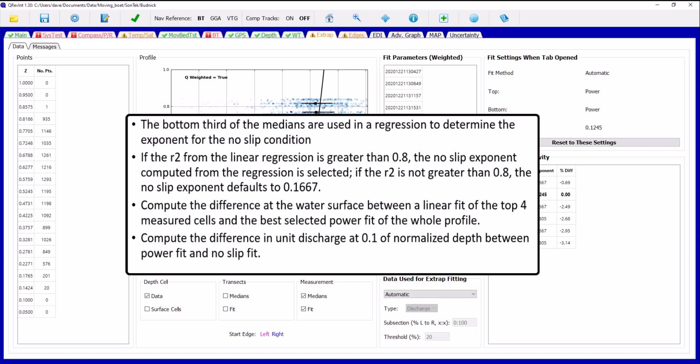Next, the algorithm computes the difference at the water surface between a linear fit of the top 4 measured cells and the best selected power fit of the whole profile. Then the difference in the unit discharge between the power fit and no-slip fit is computed at 1/10 of the normalized depth.